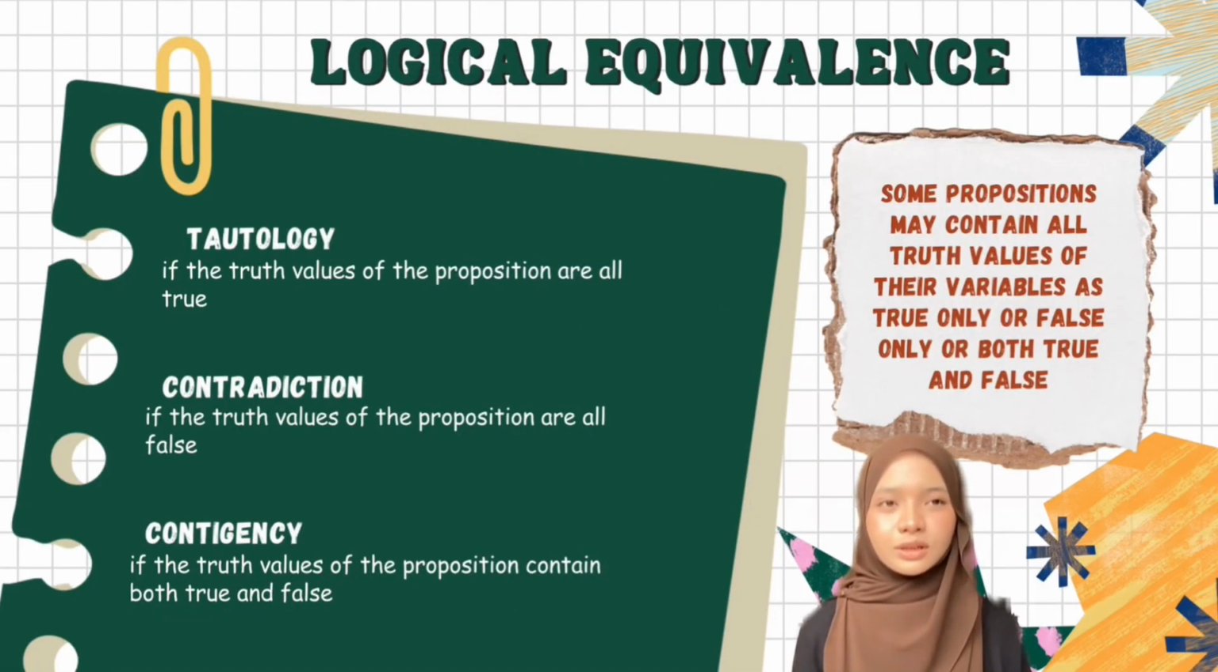While constructing a truth table, some propositions may have all truth values true only, which is a tautology, or false only, which is a contradiction, or both true and false, which we call a contingency.